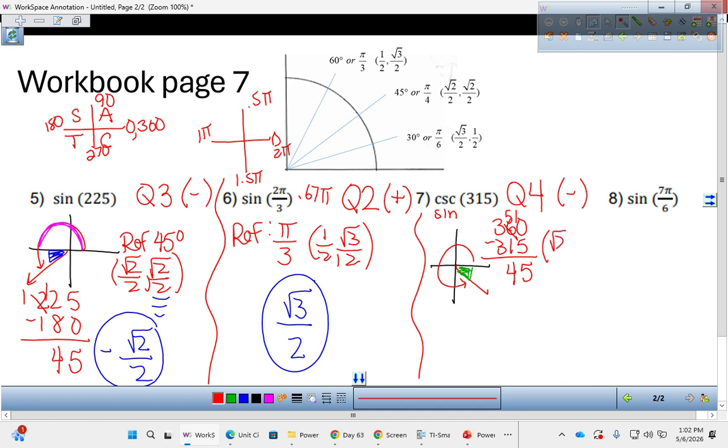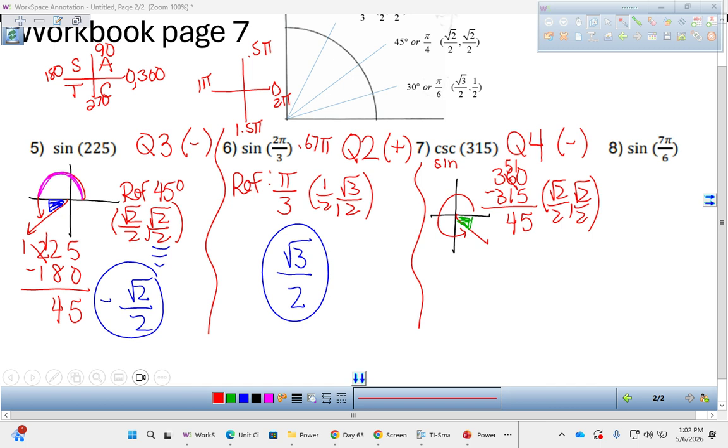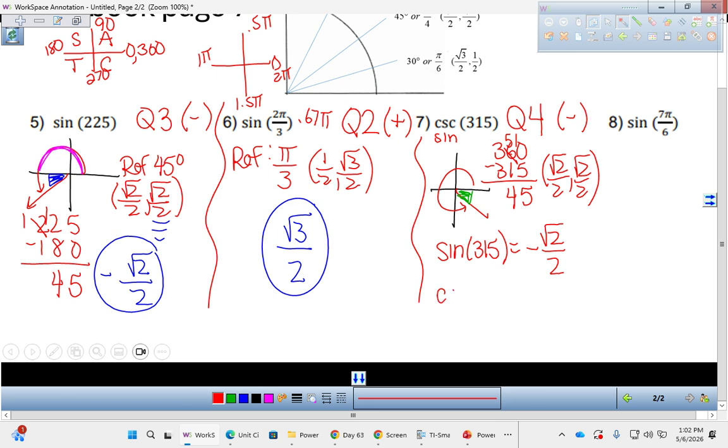My coordinate point at 45 degrees is root 2 over 2, root 2 over 2. Since I want to find the sine, for now, that's the y value. So I know that the sine of 315 is negative because sine is negative in quadrant 4, and then the y value that I referred to is root 2 over 2. But I want the cosecant of 315. So what that means is I'm going to have to flip this fraction. And then I'm also going to have to rationalize the denominator. So I get negative 2 times root 2 over 2, because root 2 times root 2 is root 4, and these cancel out. So my final answer for this one is negative root 2.